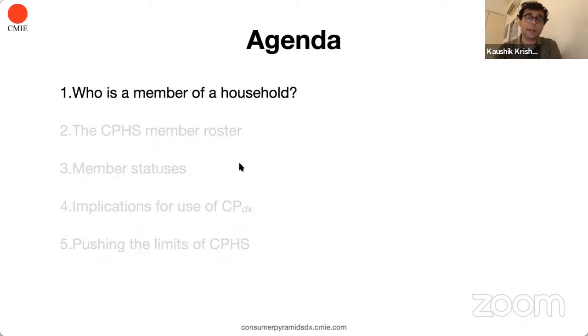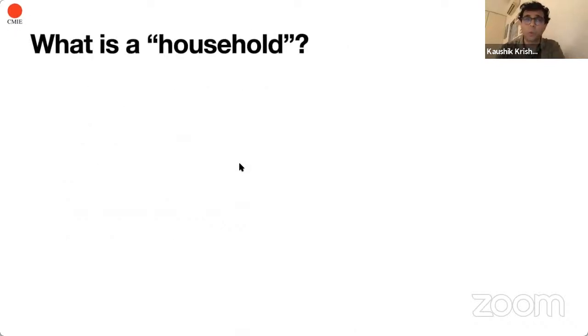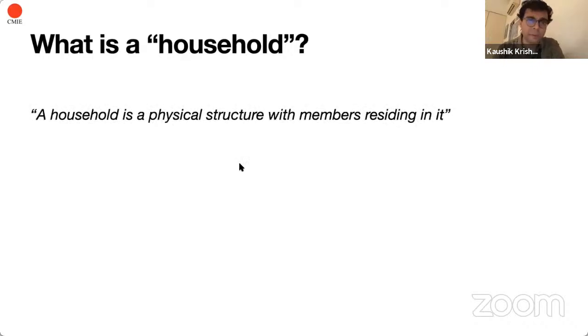Okay, so first, who is a member of a household? To start, I need to tell you what a household is according to us. A household is a fairly simple idea for us. A household is just a physical structure with members residing in it.